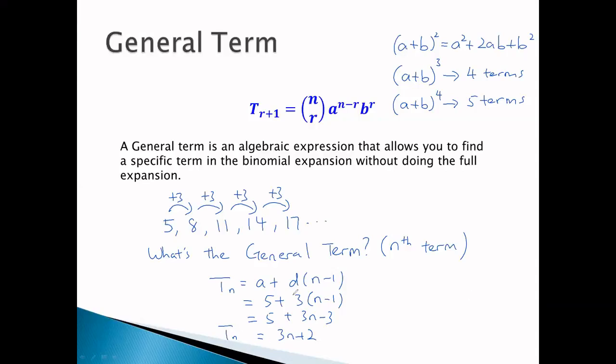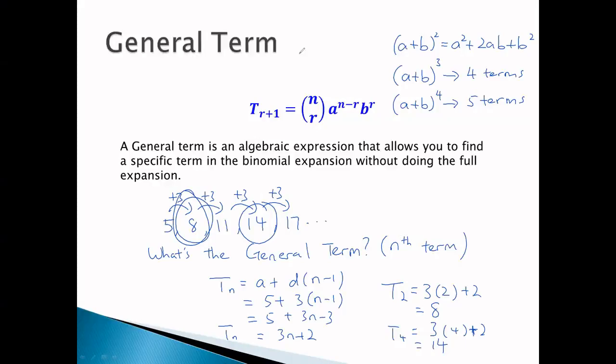So this is my general term. What do I mean by that? This algebraic expression 3n plus 2 represents this number sequence. For example, if I want the second term, I'll just sub 2 into the n. 6 plus 2 is 8. And you can take a look, the second term is 8. Okay, let's try the fourth term. 3 times 4 plus 2 is 12 plus 2, which is 14. And there you go, you have 14. So a general term is an algebraic expression which allows you to find a specific term. Okay, it is the same in number pattern, it is the same in binomial theorem.